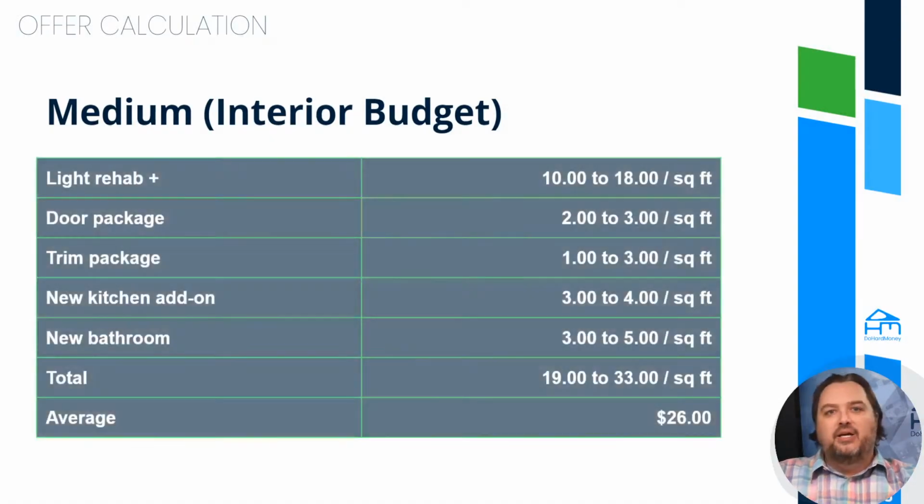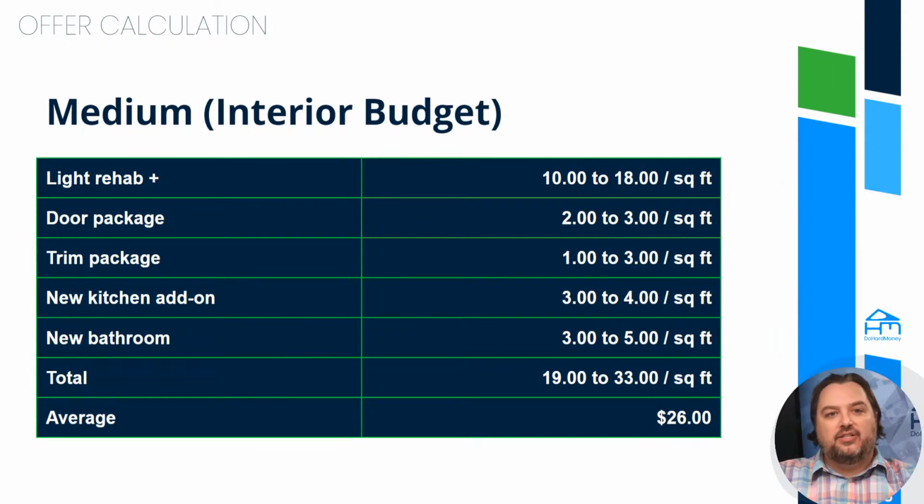Now, medium and interior budget, we're talking about new bathrooms, new kitchens, new trim packages. And again, we're talking about the square foot of the property. With something like that, you're going to be somewhere between $19 and $33 a square foot. So if it's a 1,000 square foot property, you're looking at somewhere between $19,000 and $33,000. Now, again, this is quick and dirty, so you can run and say, how much can I actually pay for the property?